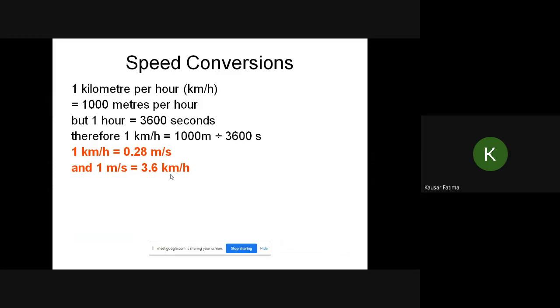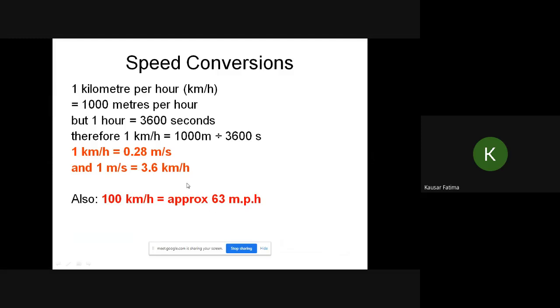1 meter per second is 3.6 kilometer per hour. So 2 meter per second will be 2 into 3.6 kilometer per hour. So this is how you can convert your meter per second unit into kilometer per hour. Okay, so there is another relationship. It is in mile per hour.